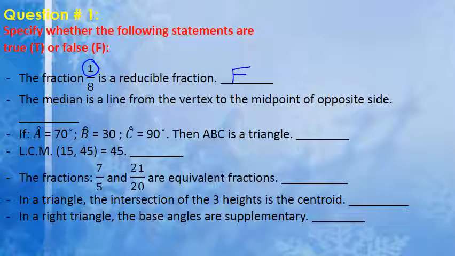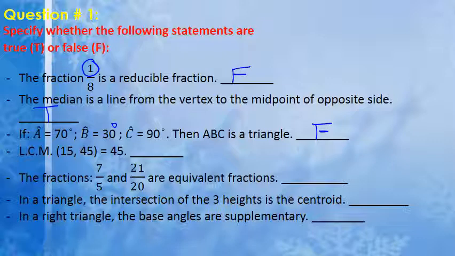The median is a line from the vertex to the midpoint of the opposite side. This is true. This is the definition of the median in a triangle. If in a triangle, angle A is equal to 70 degrees, angle B is equal to 30 degrees, angle C is equal to 90 degrees, then triangle ABC is a triangle. This is wrong. Why? Because for ABC to be a triangle, the sum of angles should be 180 degrees. If we add 70 degrees plus 30 degrees plus 90 degrees, it gives us 190 degrees, which is false.